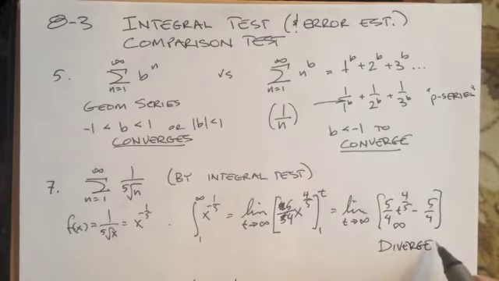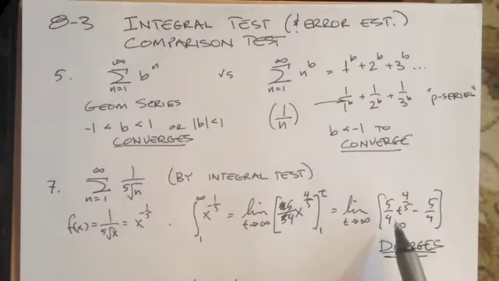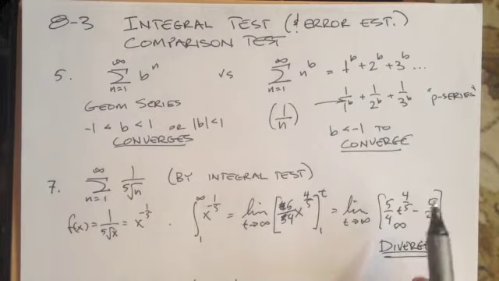Alright, so this is divergent because that is going to infinity. The individual terms will go up, get bigger and bigger and bigger.